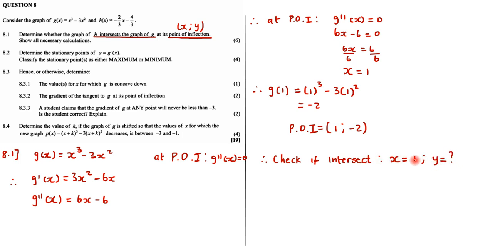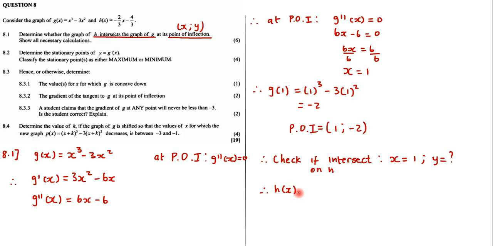Now, we're going to put this x value on h. Right, we're going to put this x value on h, and then if the value is minus 2, it means they do actually intersect, because by intersecting, that means now they will share what? The same point. Now let's go ahead and do that.